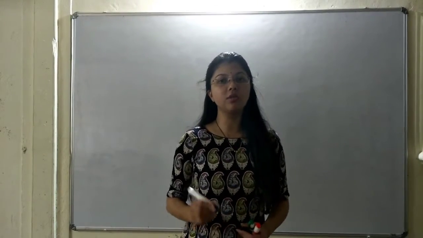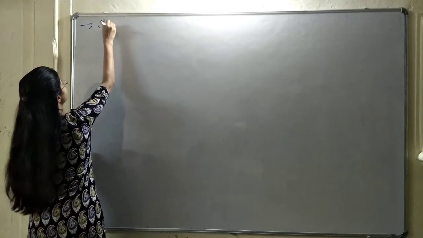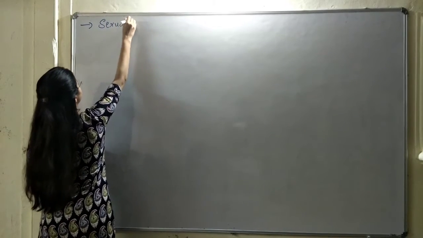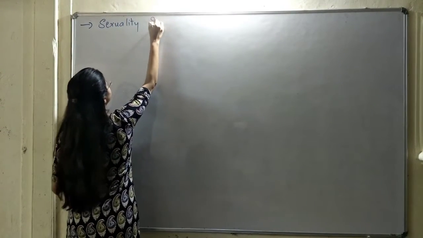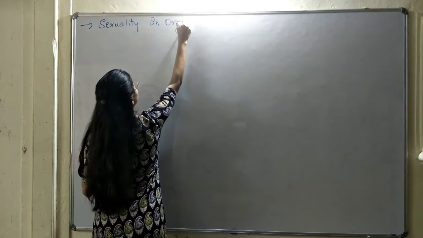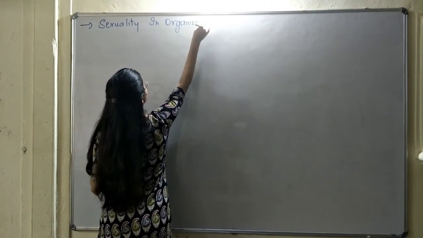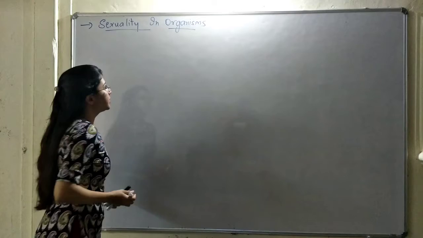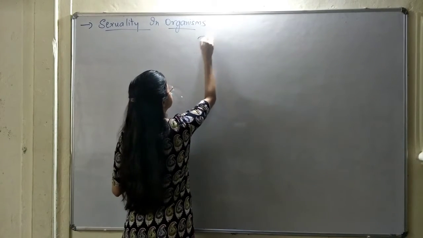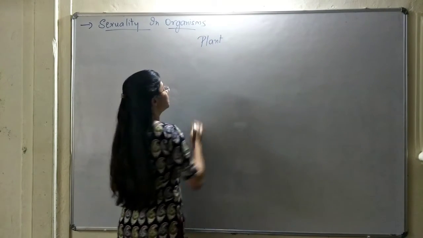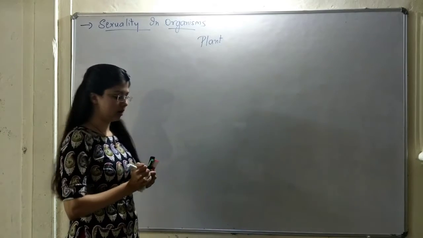We'll be discussing sexuality in organisms, an important part which can be included under gametogenesis. Okay. Now, first we'll be discussing sexuality in the plants that are found in our surrounding.